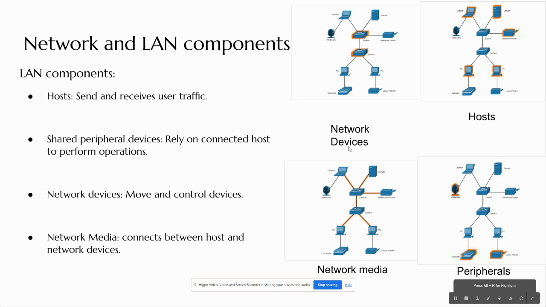Networking and LAN components. Network components are components that are needed to install computer networks, which include both physical and software parts. Networkers use icons for different types of networking components. They fall into 4 different categories, which are included in LAN components, which stands for local area components. The 4 types of components are hosts, shared peripheral devices, network devices, and network media.